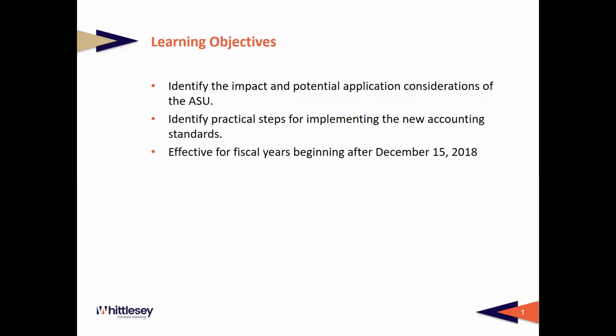So our learning objectives today are to identify the impact and any application considerations of this new ASU, as well as identify some practical steps for implementing the new guidance. If you are a fiscal year ending December 31st, 2019, this guidance is effective for you. Likewise, if you're a fiscal year, let's say March or June or September, this would be effective for you in 2020. So like a June 30, 2020 year end, you would need to apply this new guidance.